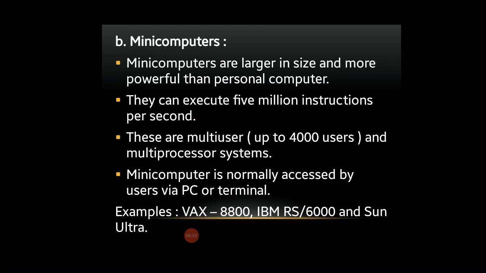Next category, mini computers. When compared to micro, its size is larger and it is more powerful than a personal computer. When compared to microcomputers, it is the next level, we can say. It is faster and more powerful. They can execute 5 million instructions per second. 50 lakh instructions is much faster.